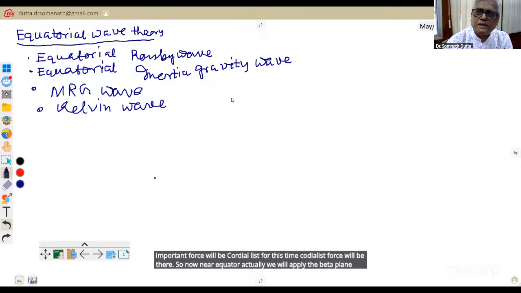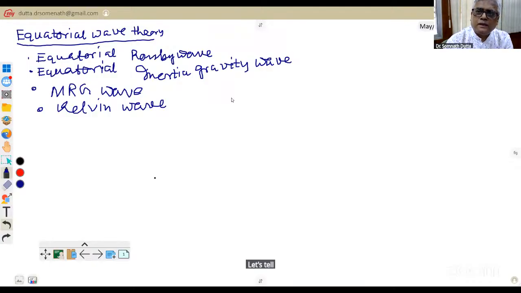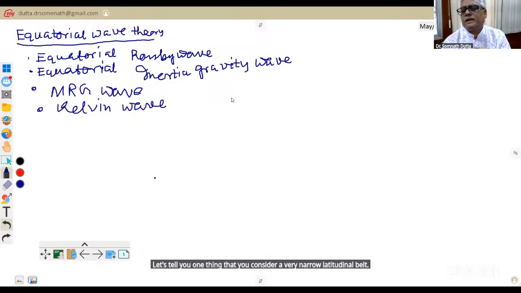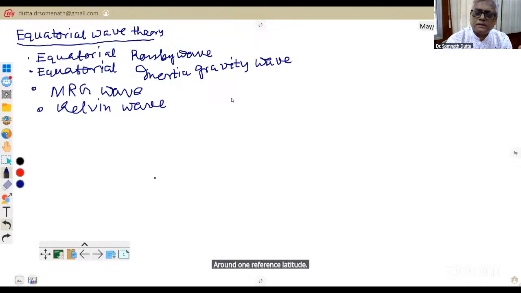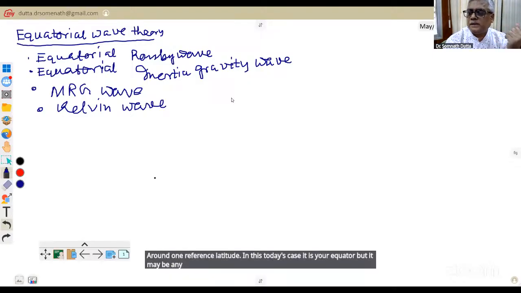Now regarding the beta plane approximation, I will tell you one thing: you consider a very narrow latitudinal belt around one reference latitude. In today's case, it is the equator, but it may be any latitude. At mid latitude, we take 45° north. You consider a very narrow latitudinal belt about a reference latitude.